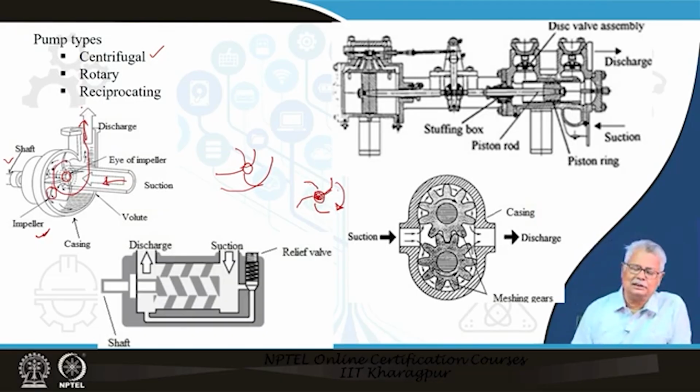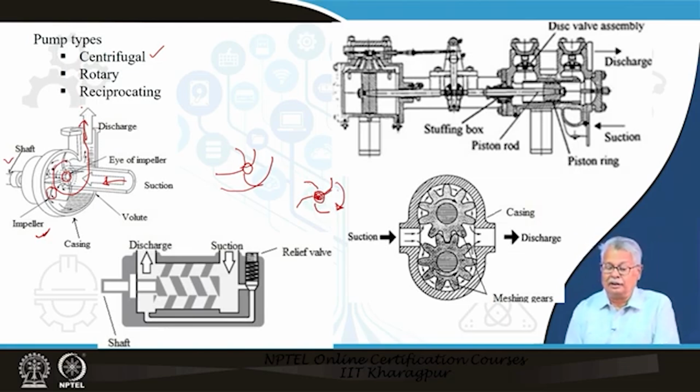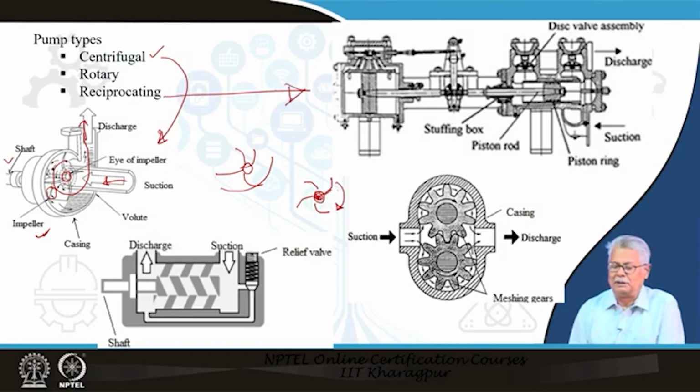I have already mentioned that a centrifugal pump's capacity can be controlled simply by discharge throttling. Here this is the centrifugal pump and here you have the reciprocating pump. If you look here, what will you find? It is an arrangement in which you have a reciprocating piston. It takes suction from here and discharges it here.